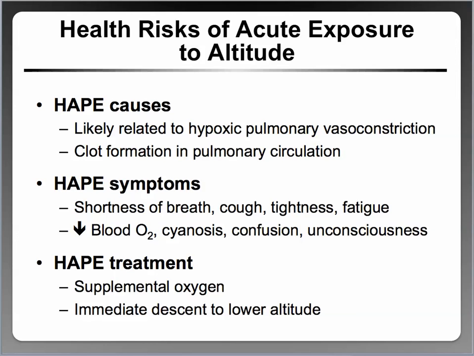And the proposed mechanism is that with extreme high altitude, you have pulmonary vasoconstriction that occurs, and you have clots forming in the circulatory system in the lungs. Due to these clots, basically the lung tissue becomes overperfused, and then you have extra fluid and protein leaking out of the capillaries.